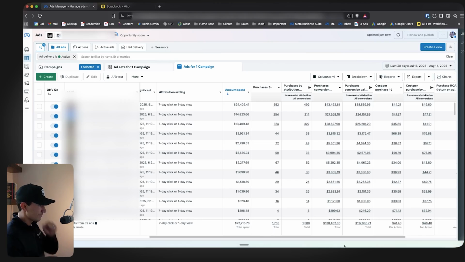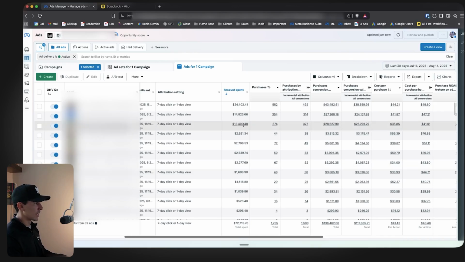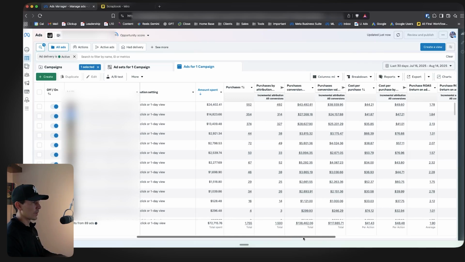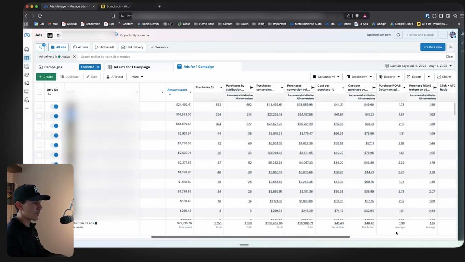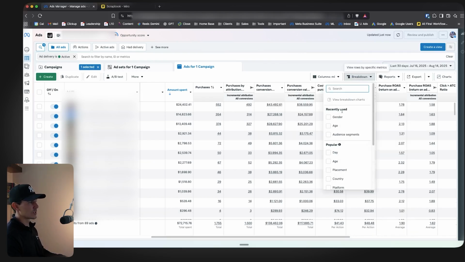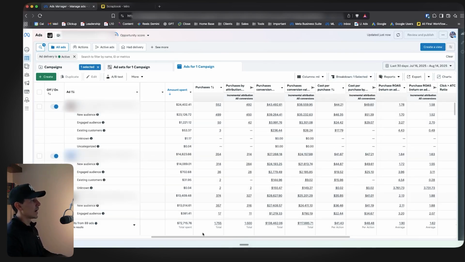So in this case, this brand for this specific campaign spent $72,000 on these active ads. They drove 1,755 purchases. That drove them a 1.9 return on ad spend. Incremental return on ad spend was 1.62. The next thing we're going to do in addition to this is go to our breakdowns and select audience segments here. Now, what we're looking for are what new audience ads, what prospecting ads truly drove the best return on ad spend and had high volume.